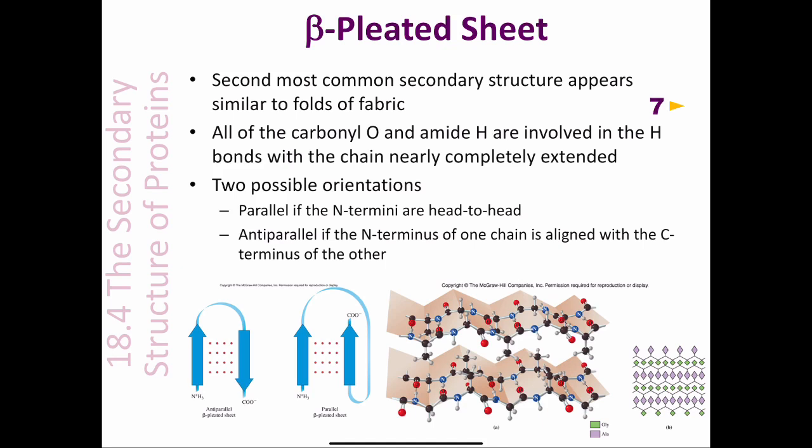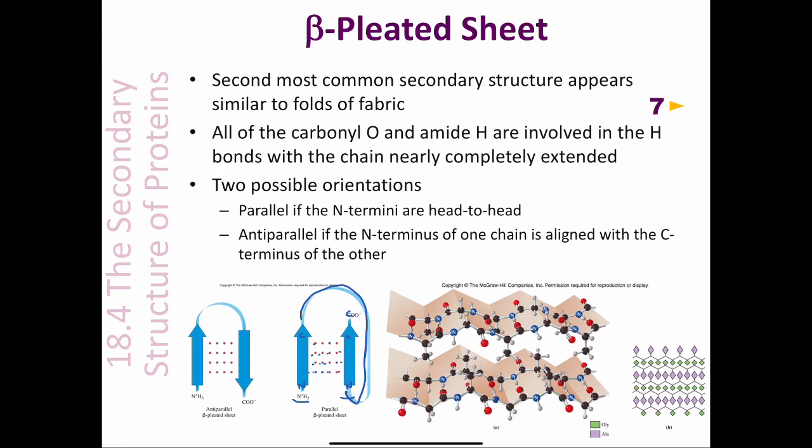if we have our N-terminus here, let's say, and our C-terminus here on a protein, and then another protein, what's going to happen is that we can have hydrogen bonding between the carbonyls on one of these protein chains and the nitrogen hydrogens on the other chain. So there's going to be hydrogen bonding like this. And when the protein chains line up like this so that the N-termini line up, I call that a parallel beta pleated sheet.